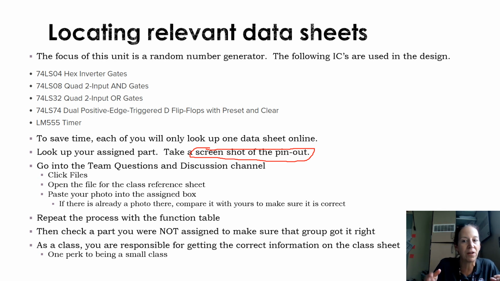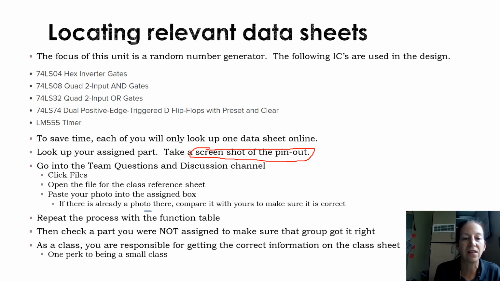Now, they might have grabbed it from a different website, so they might have a different manufacturer. The screenshot might look a little bit different. So what you need to do is look at the different pins and make sure that the pins are laid out the same way. If there's any discrepancy, you need to talk to the other people that were assigned that part, okay? And then go and repeat the process with the function table.